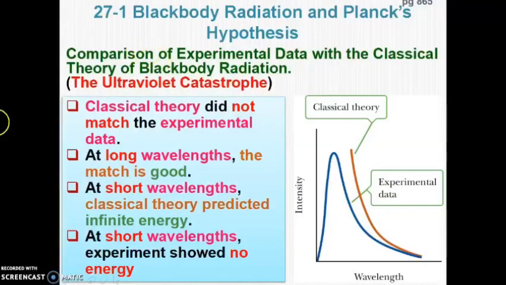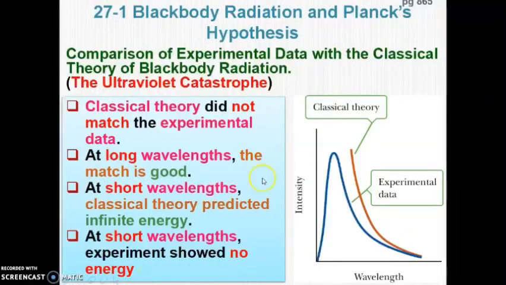So, comparison of the experimental data with the classical theory of blackbody radiation. This one is due to the ultraviolet catastrophe. Classical theory did not match the experimental data at long wavelengths. So the match is good at short wavelengths. The classical theory predicted infinite energy, while at short wavelengths the experiment showed no energy.